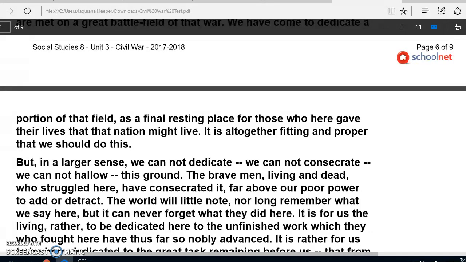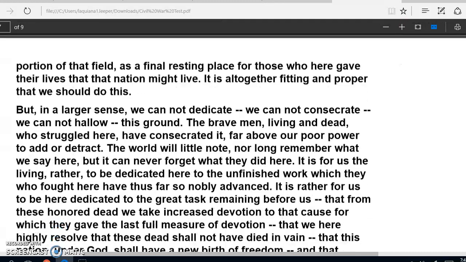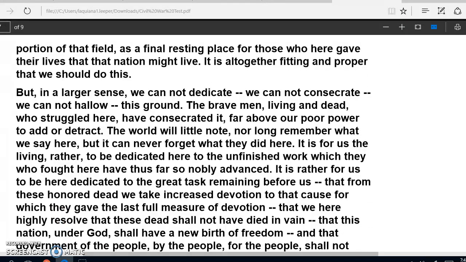It is altogether fitting and proper that we should do this. But in a larger sense, we cannot dedicate, we cannot consecrate, we cannot hallow this ground. The brave men, living and dead, who struggled here have consecrated it far above our poor power to add or detract. The world will little note nor long remember what we say here, but it can never forget what they did here. It is for us, the living, rather, to be dedicated here to the unfinished work which they who fought here have thus far so nobly advanced.